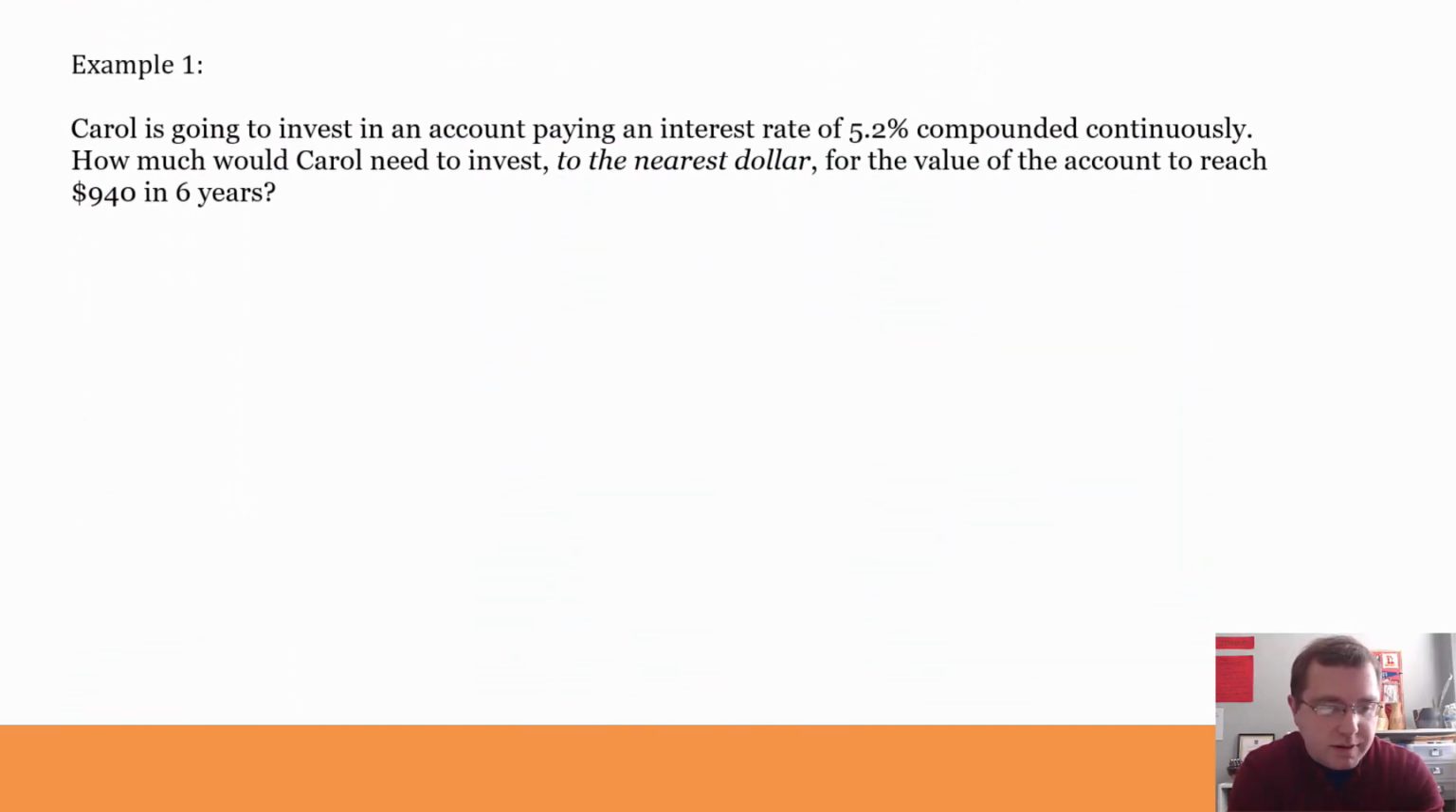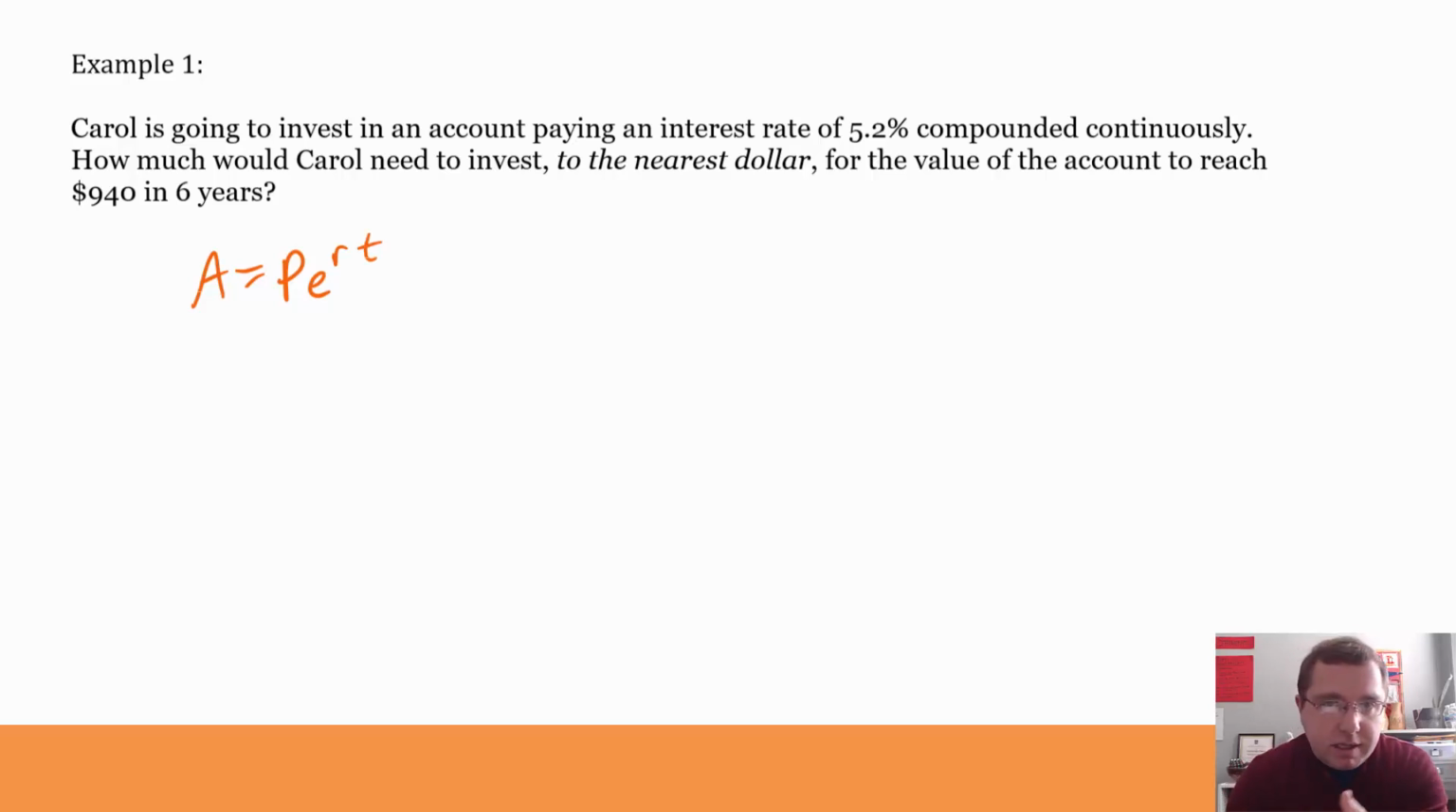So how do we use this formula? Here's two examples. The first one, Carol is going to invest in an account paying an interest rate of 5.2% compounded continuously. How much would Carol need to invest to the nearest dollar for the value of the account to reach $940 in 6 years? So we know it's compounding continuously. That means we're going to use this formula, A equals P e to the rt power.